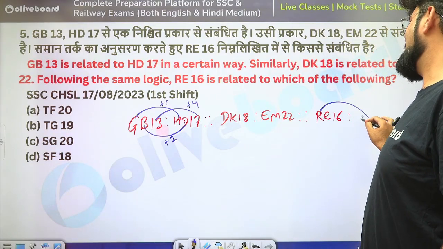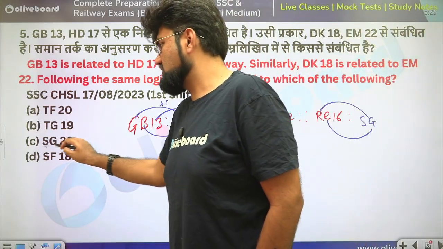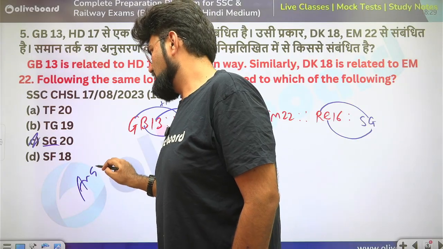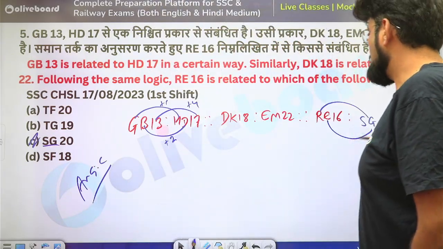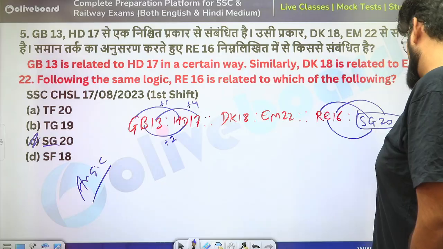18 plus 1 is 19. 5 plus 2 is 7. So SG is only in option C. Option C is the correct answer. Okay. And for the sake of it, 16 plus 4 is 20. We don't need it though, but we still can have a look at it. Next.